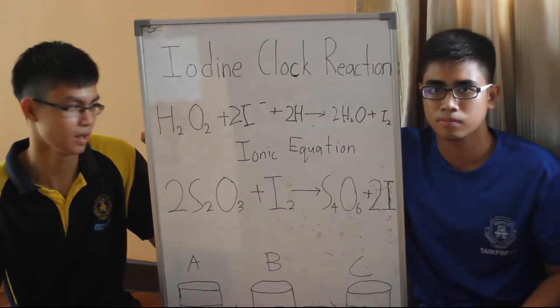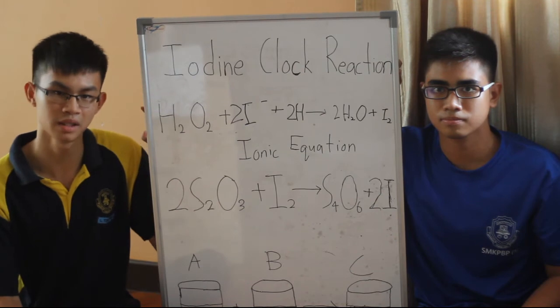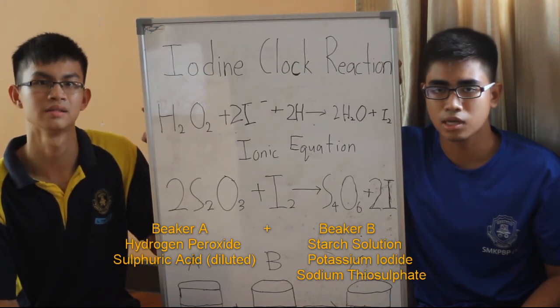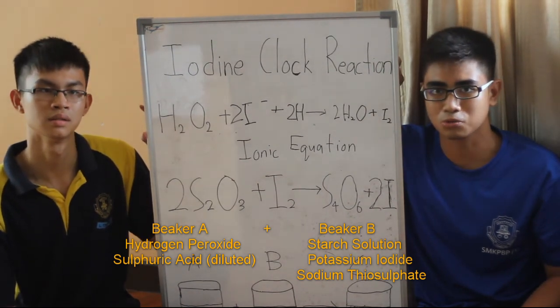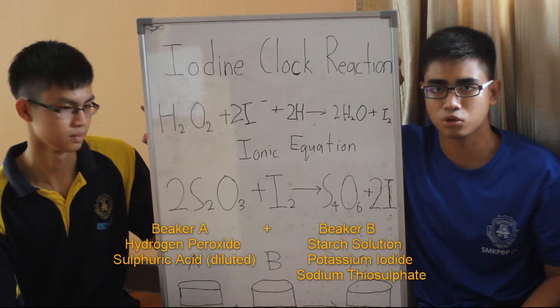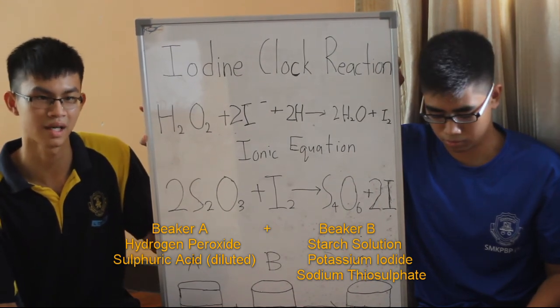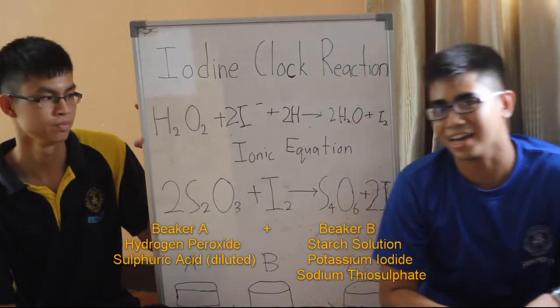And this is our ionic equation in this experiment. The materials in beaker A are hydrogen peroxide and sulfuric acid. The materials in beaker B are starch solution, sodium thiosulfate and potassium iodide. And these solutions mix together from colorless solutions to turn into blue-black solution. Like this!